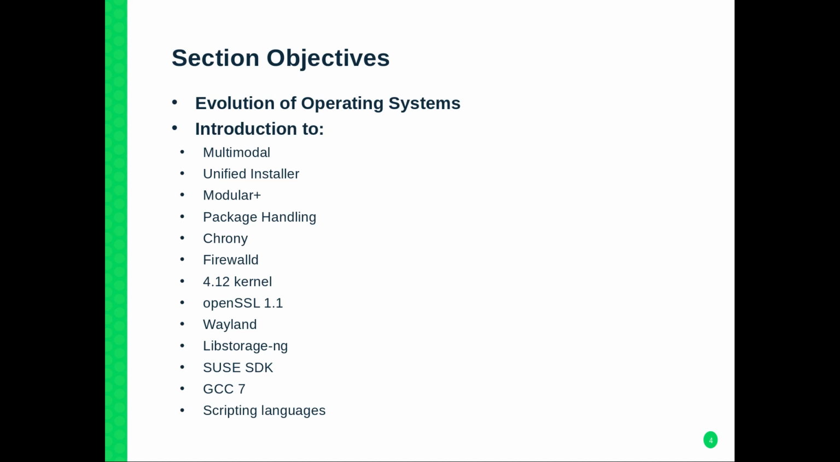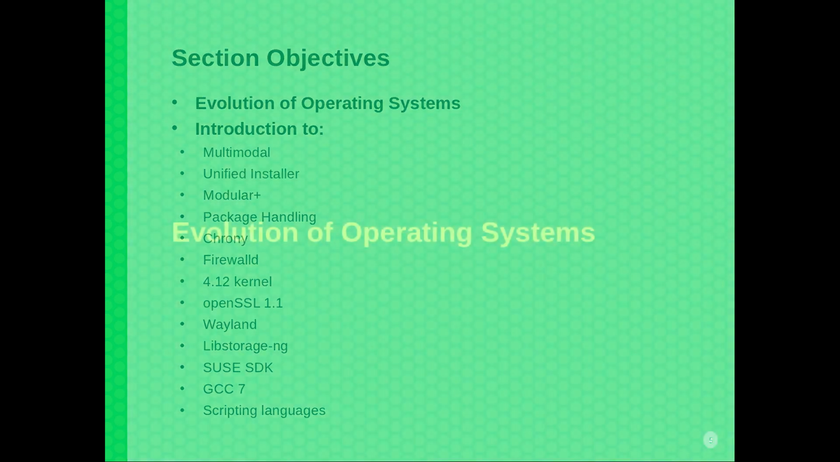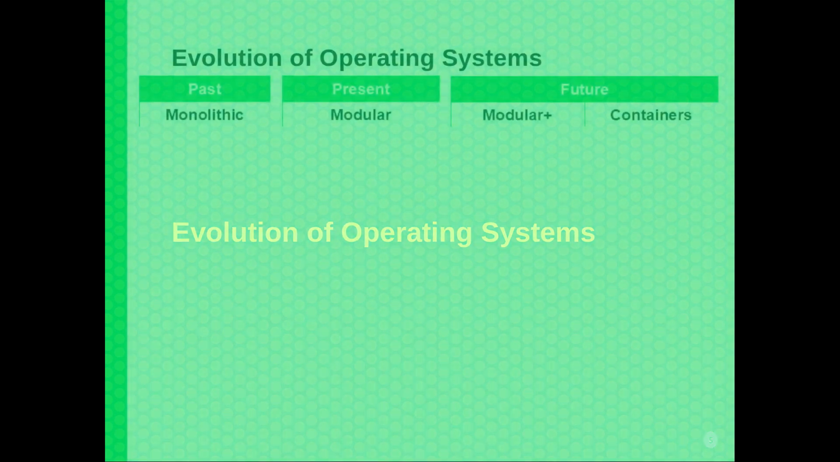We'll be looking at the term multimodal, a unified installer, Modular Plus, package handling differences, the cron D and cron C tools, FirewallD, which is replacing SuSEfirewall2. We'll look at the 4.12 Linux kernel, OpenSSL 1.1, Wayland, libstorage-ng, the SUSE SDK, GCC 7, and some of the versions of scripting languages that have changed. Let's start, though, with an evolution of operating systems.